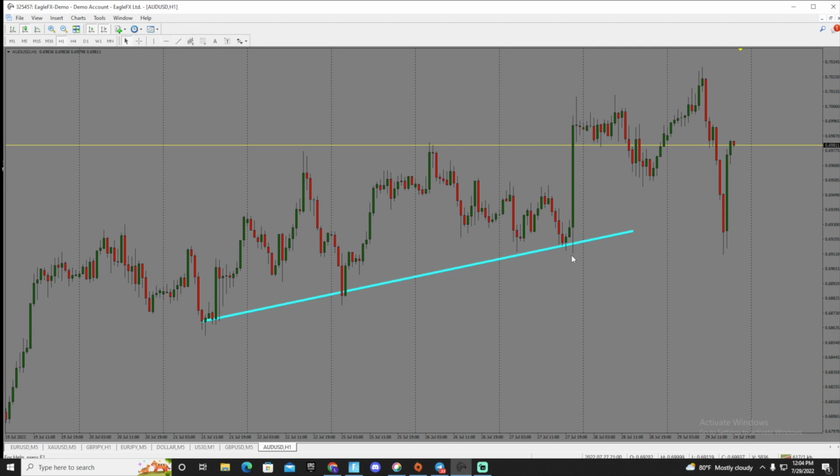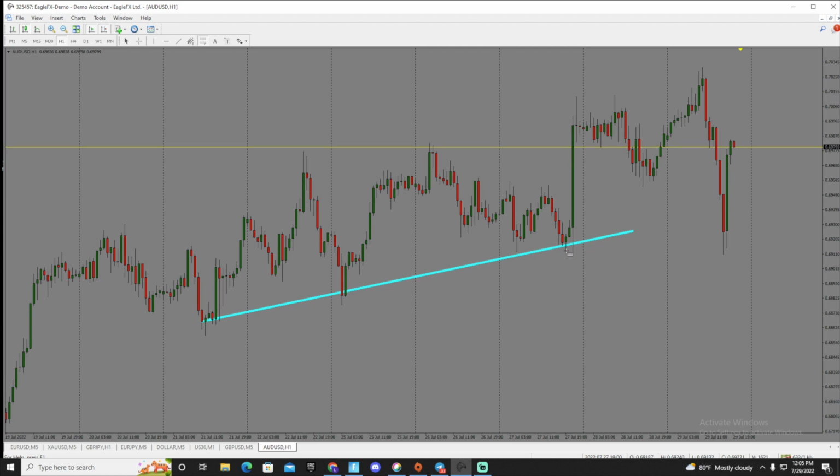So if we broke structure to the upside in a candle like this on an hourly chart, you know that most likely price is going to continue up one more time. So let's look at the FIB, and what I'm going to do is draw it from the low of this candle, from the wick.